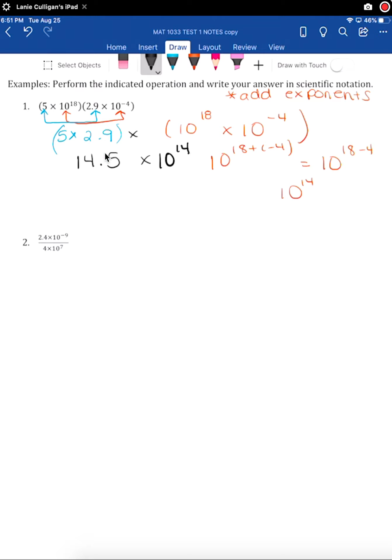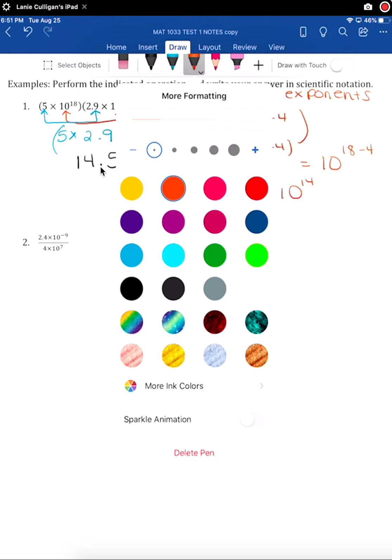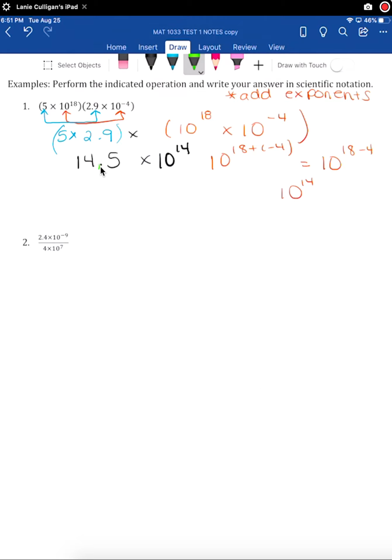But if you notice, I can only have one digit to the left of the decimal. This number has to be between 1 and 10. So it's not, it's bigger. So that means I have to move this decimal, and don't forget this part, everyone always does, 1 time to the left to make it 1.45.